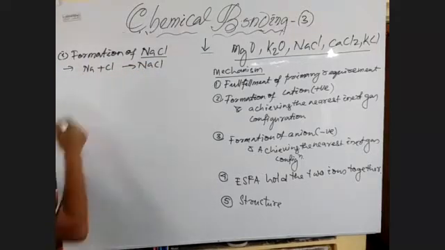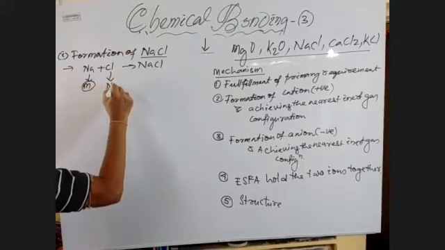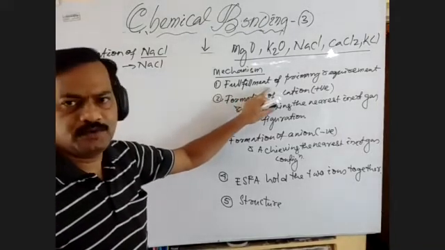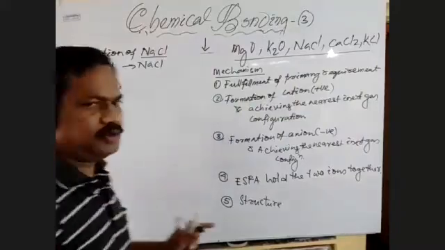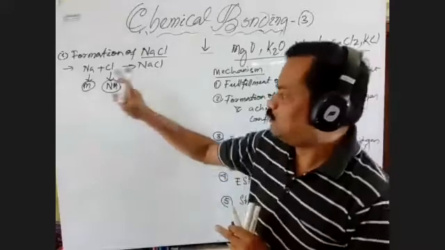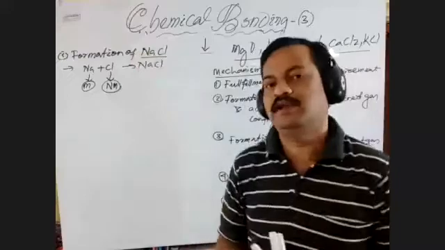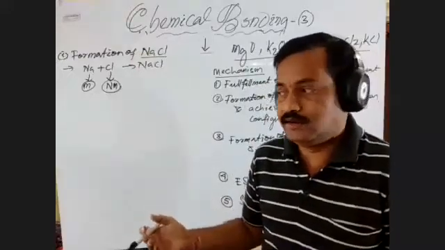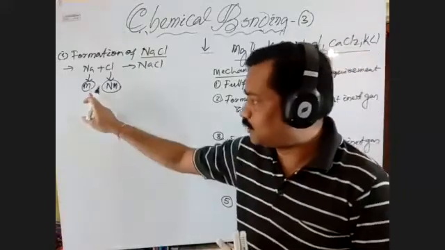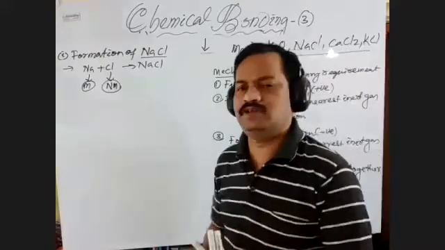Na is a metal, and Cl is a non-metal. So the primary requirement is fulfilled. As one element is a metal and another is a non-metal, the bond that forms between a metal and non-metal is called ionic bond. So you can justify your answer that yes, an ionic bond is going to form, because one is metal, one is non-metal, which is the primary requirement of ionic bond formation.